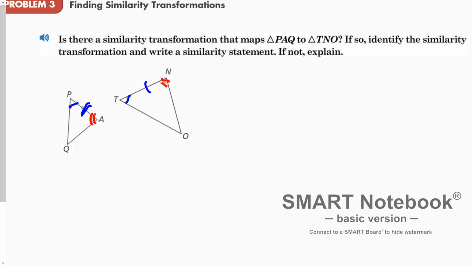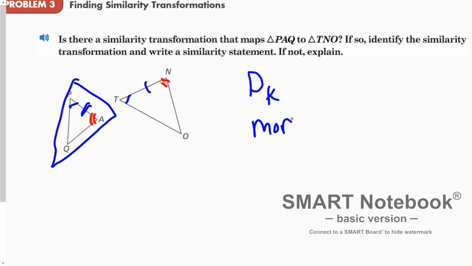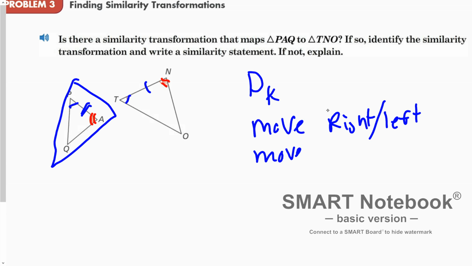So we know there's going to be some sort of dilation going on. We might not know what it is, so we can just label it K, right? But we know there's some sort of dilation going on. And then we also know they're not in the same spot, right? They're not overlapping each other. So that means there has to be some sort of transformation, some sort of movement to the right and left, right? Maybe left-right movement, and then there must be some other movement up or down, right?